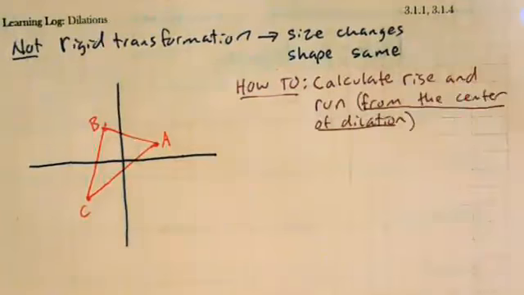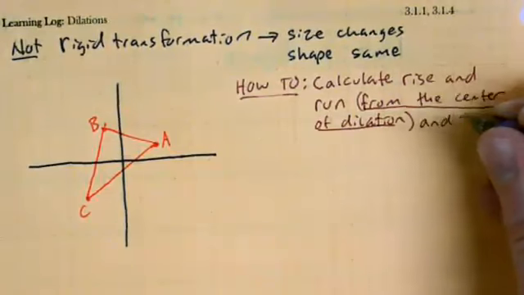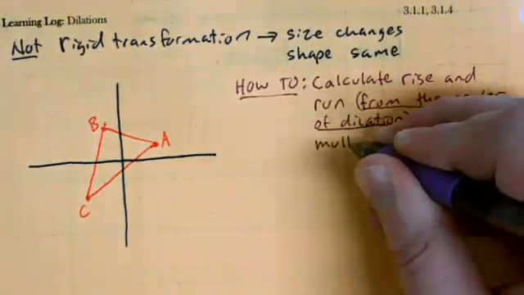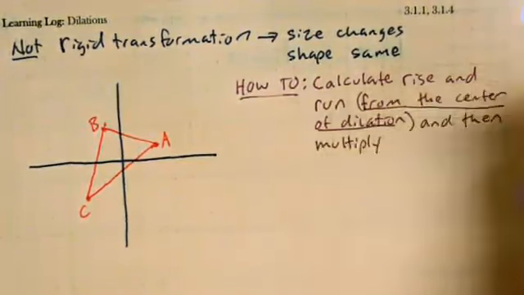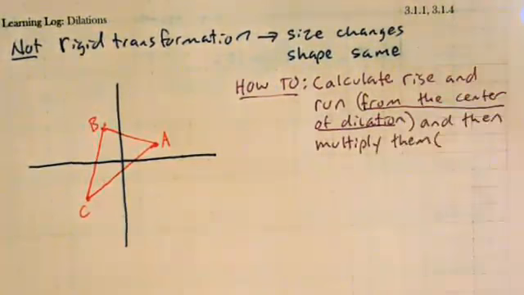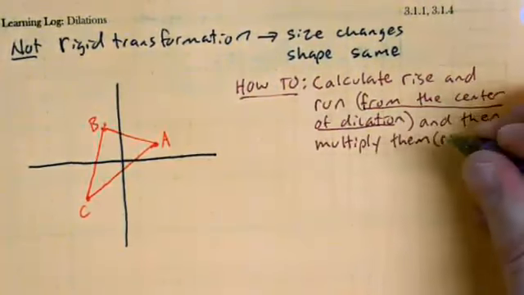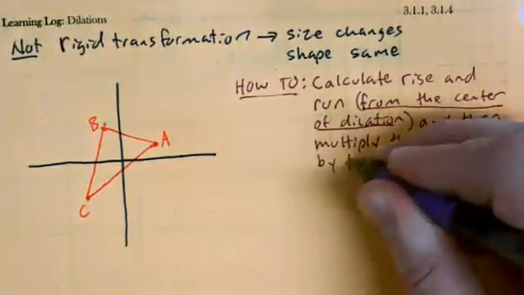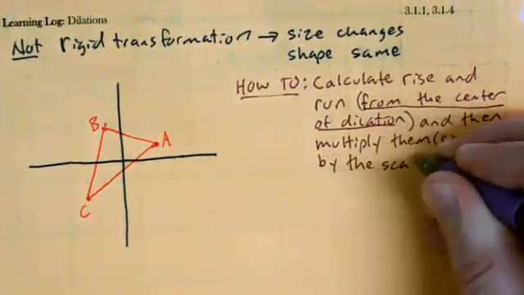And then you said, and then do what? And then multiply. And just in case I don't remember what "them" is, I'm going to write rise and run again, by the scale factor, or the factor, same idea.